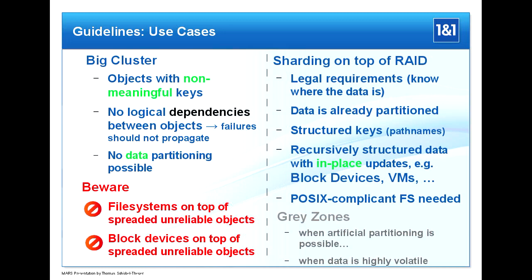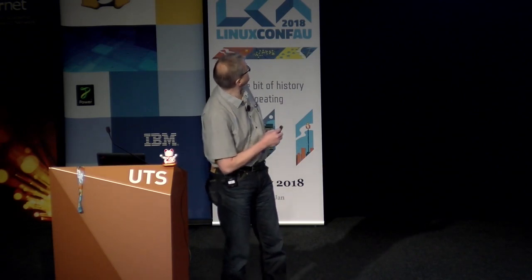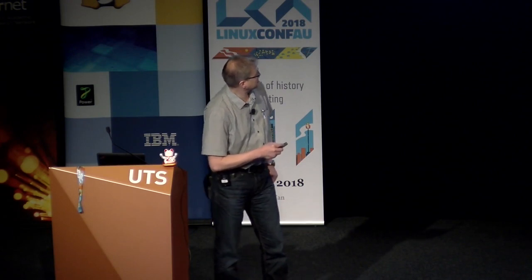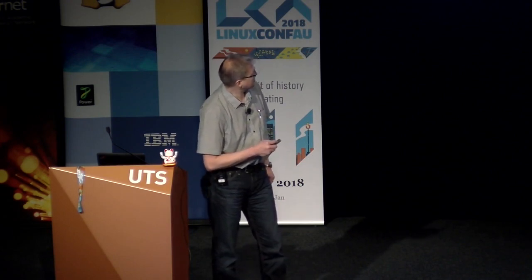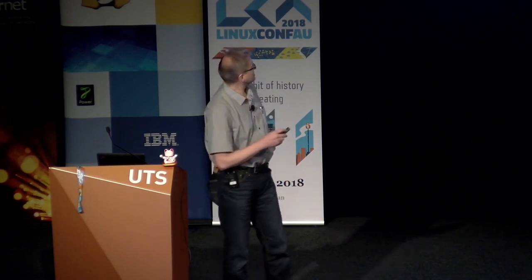Then I think structured keys like path names are also a use case, because it creates dependencies. So it's the opposite of this here. Any recursively structured data with in-place updates, I think this is the key point. It's not only block devices and VMs, but many other ones, I think. It is something you should think of using a sharding architecture for instead, because it naturally fits to it.